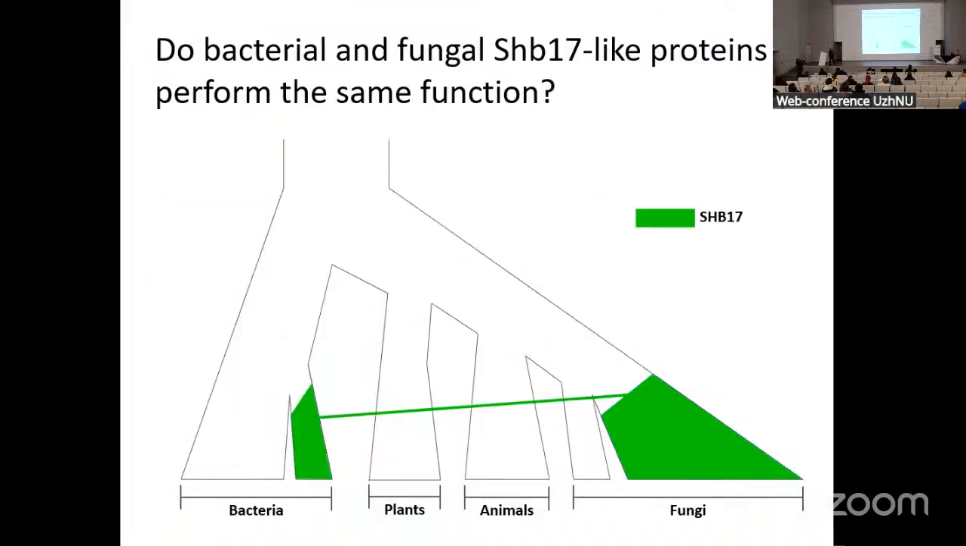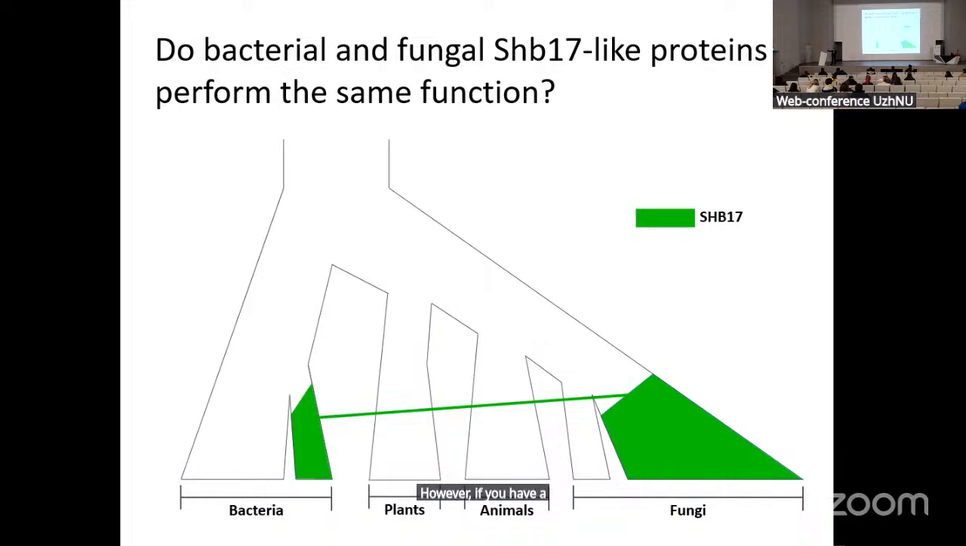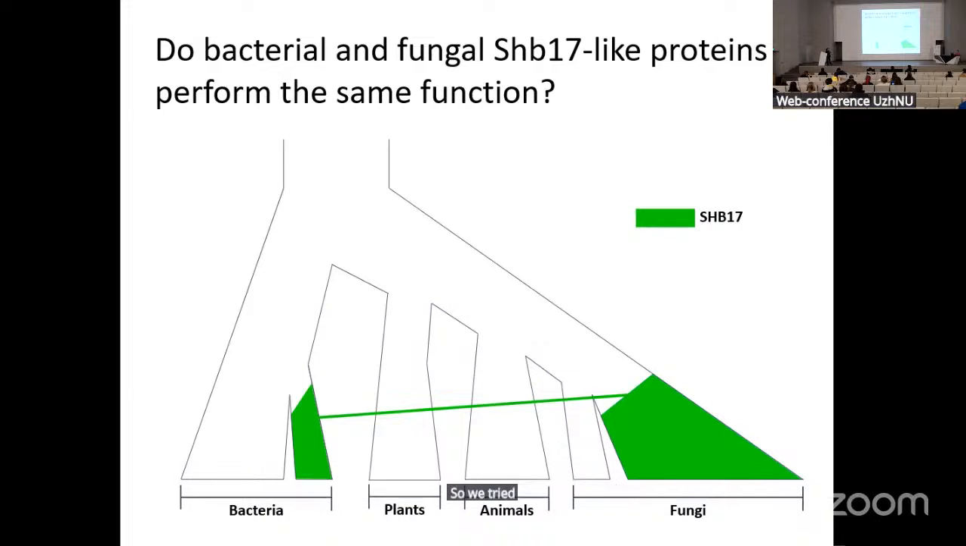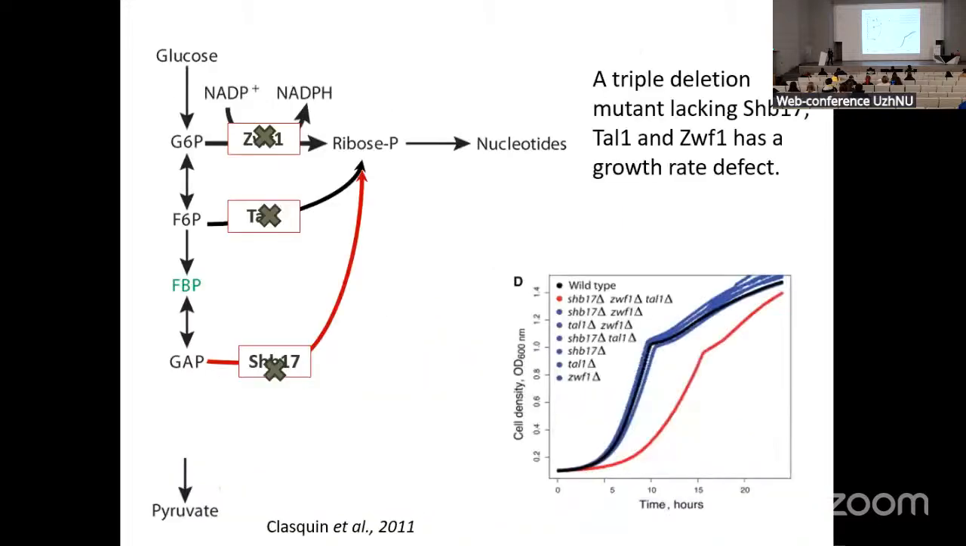Okay, so orthologous genes do not, by definition, have anything to do with function. However, if you have a putative ortholog and it also performs the same function, that's some evidence that your putative ortholog really does share common ancestry and hasn't changed that much. So we tried to see whether or not the bacterial proteins could replace the fungal proteins for function. So this is from Michelle's paper.